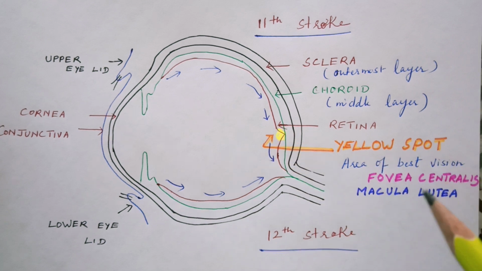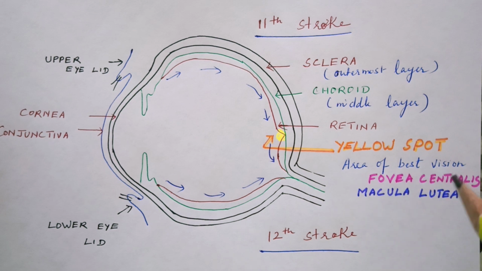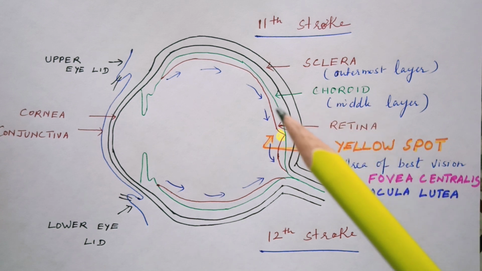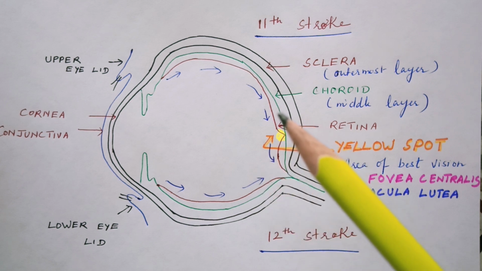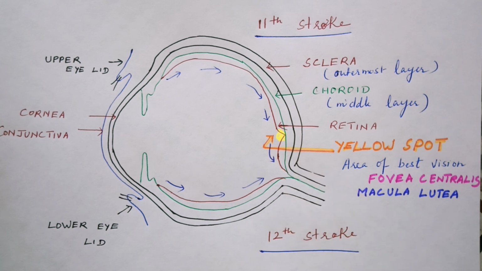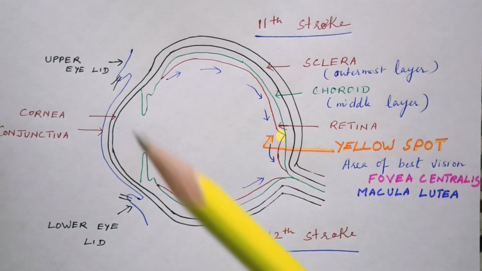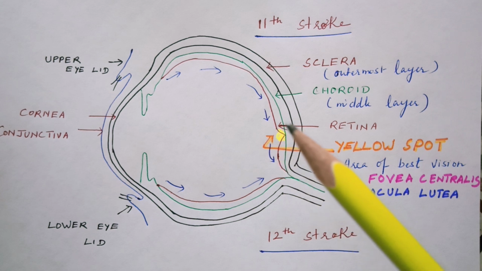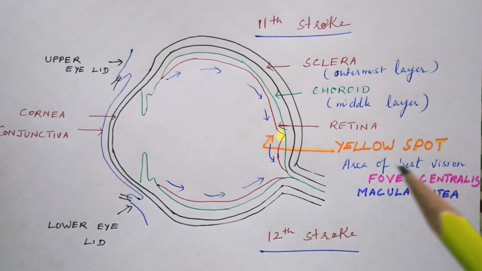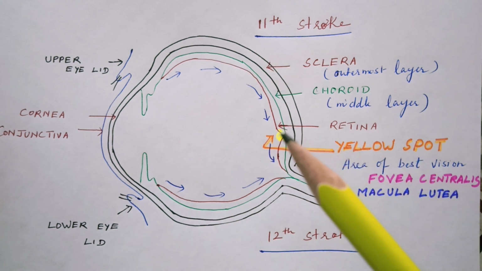It is the area of best vision. It is also known as fovea centralis, also known as macula lutea. And you know, the retina is made up of two kinds of cells: the rods for dim light vision and the cones for bright light and color vision. Most of the cones are concentrated at this yellow spot, and whatever we see with the help of our eye, the image is produced on the retina at the yellow spot.